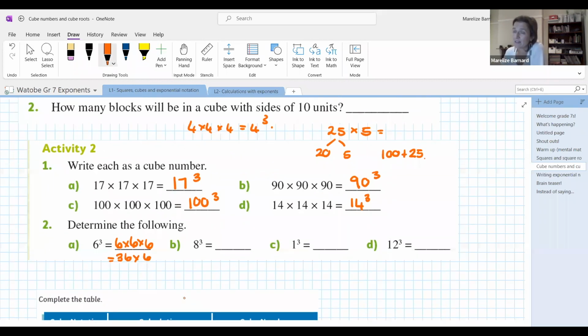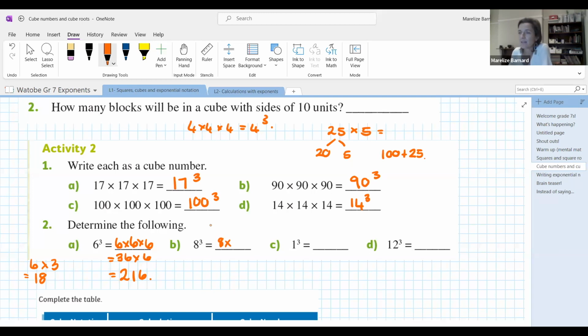It is 6 times itself. It is not 6 times 3. Okay, so don't confuse 6 cubed with 6 times 3. If you are doing that, then write a big note for yourself. This is not the same thing. 6 times 3 is 6 groups of 3, but 6 times 6 times 6 is 36 groups of 6. So it's a much bigger number, and it's 216. Well done. Okay, let's do the next one.